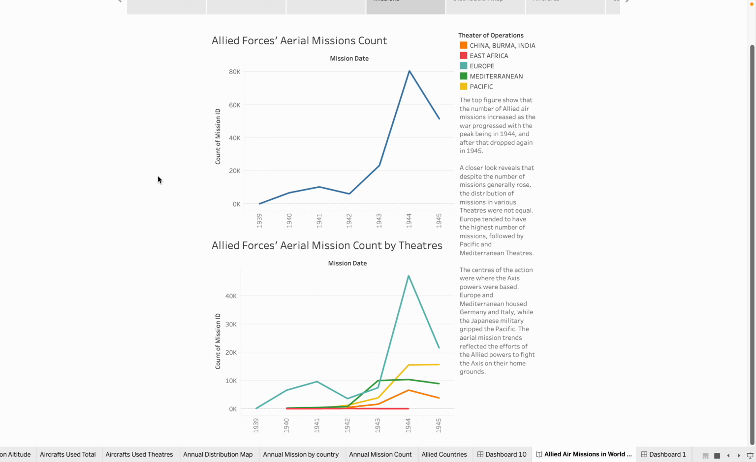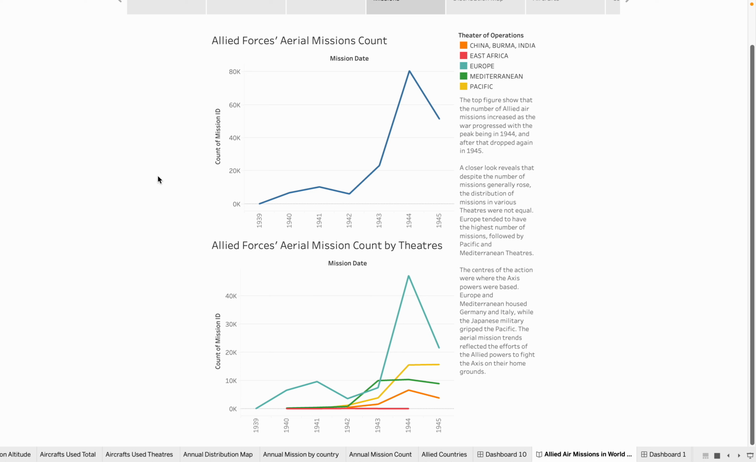Now we'll start. What we see here is the mission count of all Allied Air Forces. The top figures show that the number of missions actually increased as the war progressed, and it peaked in 1944 before it gradually dropped in 1945. And a closer look in the second figure actually reveals that despite the number of missions generally rose, the distribution of this mission in various theaters were not equal.